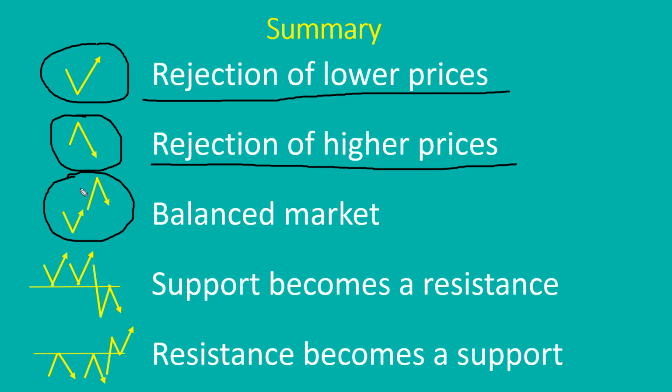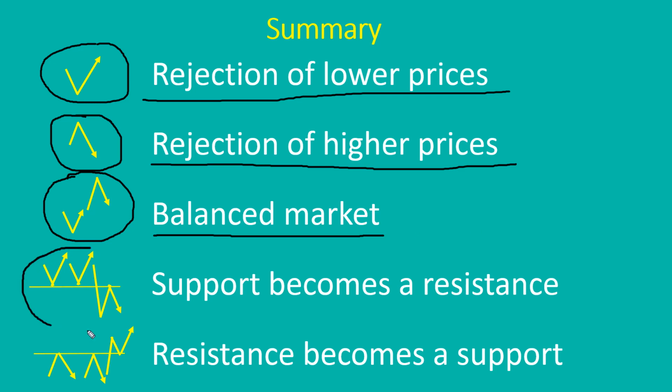This is how a balanced market looks like. When you see rejections of lower prices and higher prices, then the market is balanced and there is a temporary balance between buyers and sellers and the market is moving in sideways price action.